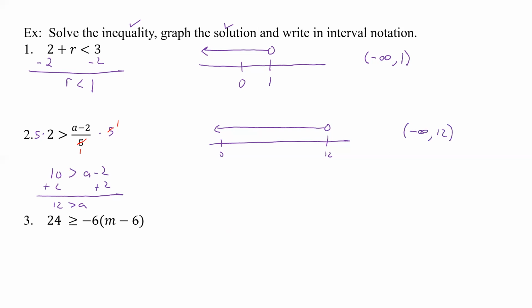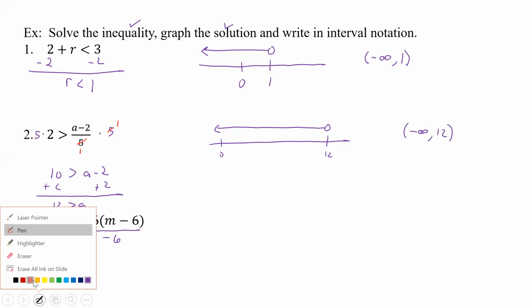Well, this one, notice we have a negative 6 times m minus 6. So we need to get rid of that negative 6 first. So we have to divide by a negative 6. Now, what do we know about dividing by a negative number? Ding, ding, ding. We have to flip that inequality around. So 24 divided by 6 is 4, but we want the negative of it, so it's a negative 4. Flip this around, less than or equal to, and now that's gone.